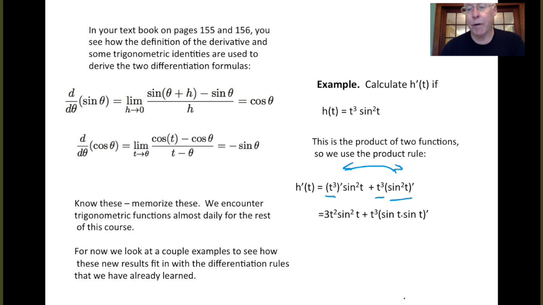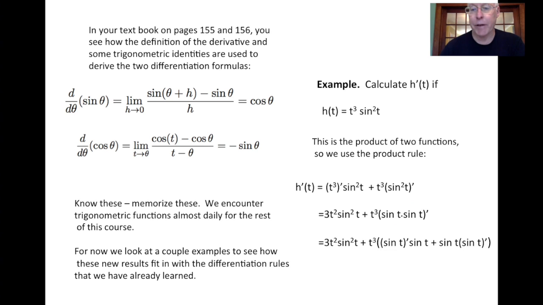As for sine squared t, we'll learn to do that in the next chapter using the chain rule. But even without the chain rule, we can still find the derivative if we realize that this is a product. So sine squared of t is equal to sine of t times sine of t, which is a product. So we can find the derivative of that last piece using the product rule again.